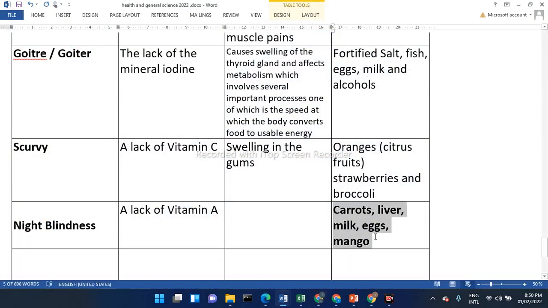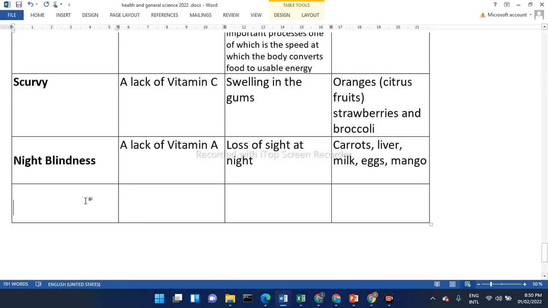Okay. Next up. So what does it cause? Can't see at night. Yeah, loss of sight at night. Okay, moving right along. Does anyone have any other ones? Vitamin B deficiency. Yeah, the vitamin Bs. We'll come into that one.